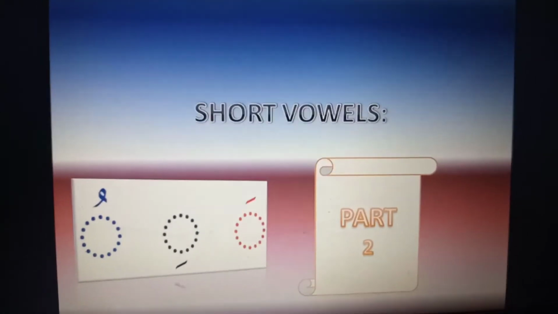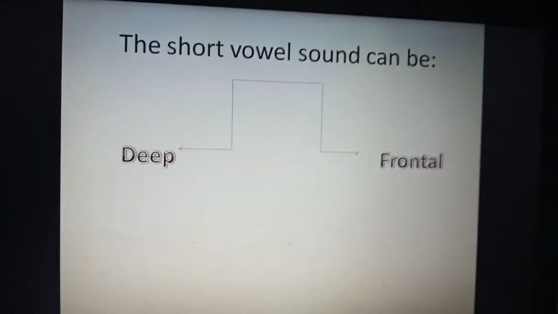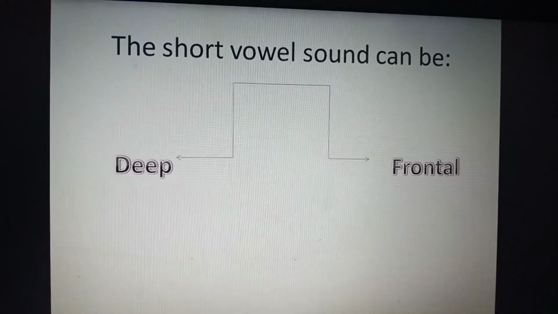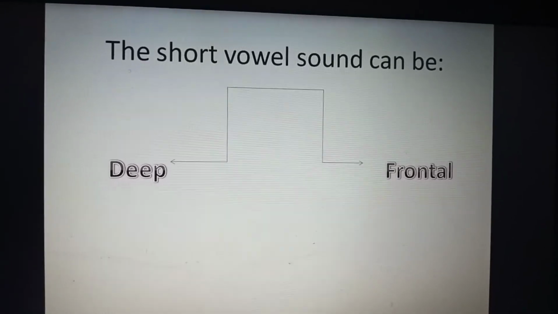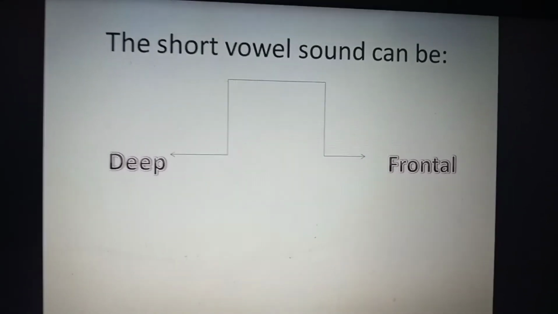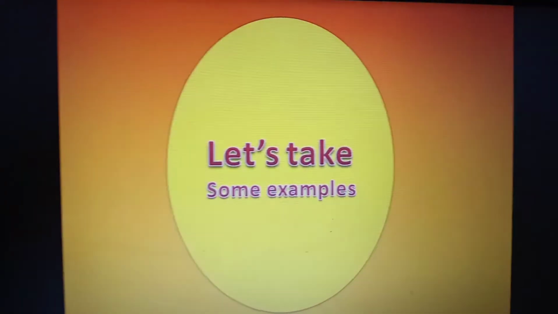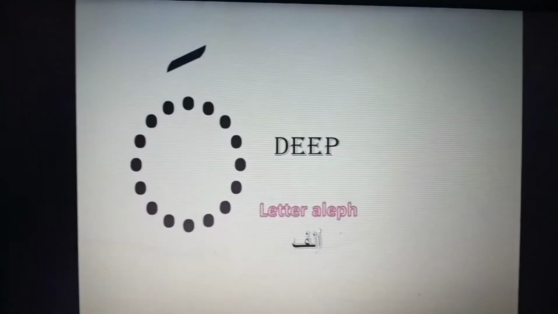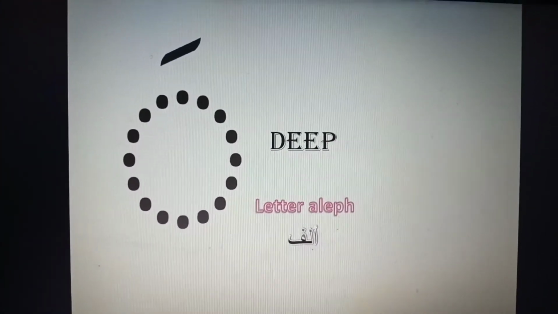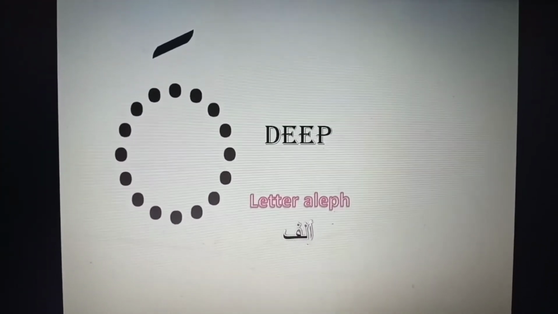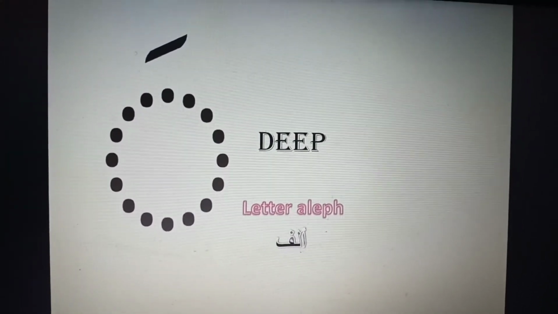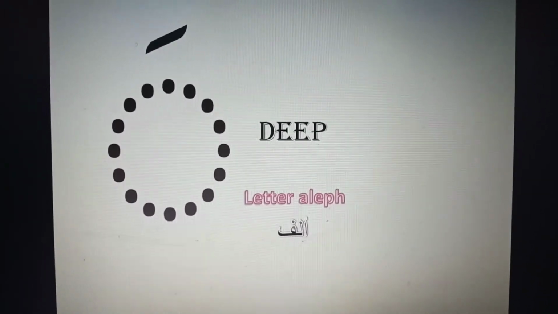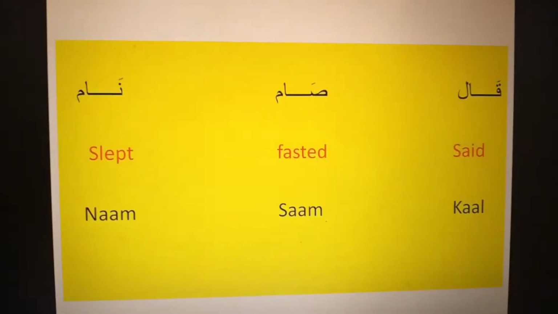Let's start. Our second piece of information we are going to propose in this lesson is that the short vowel sound can be deep or frontal. So let's take some examples and know more about that. So the fatha can be deep if the letter that has the fatha vowel over it is followed by the letter alif. So let's take some examples for that.